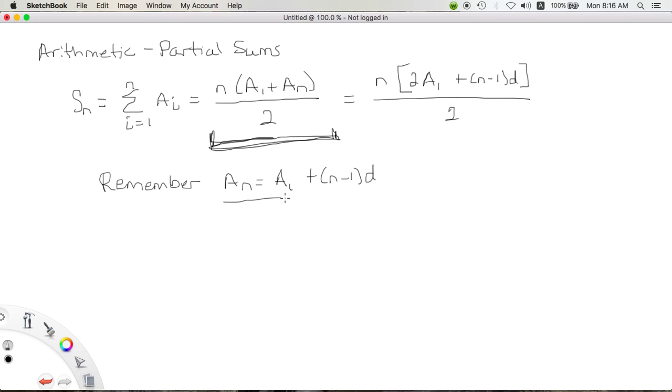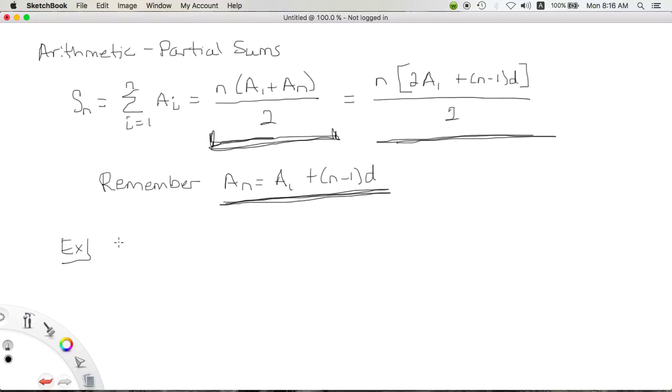And if we remember that this is the explicit formula for the nth term, a_n, then you can plug that in for a_n and you get this, so that you only really have to know what partial sum you're looking for, the nth partial sum, the first term, and that common difference d.